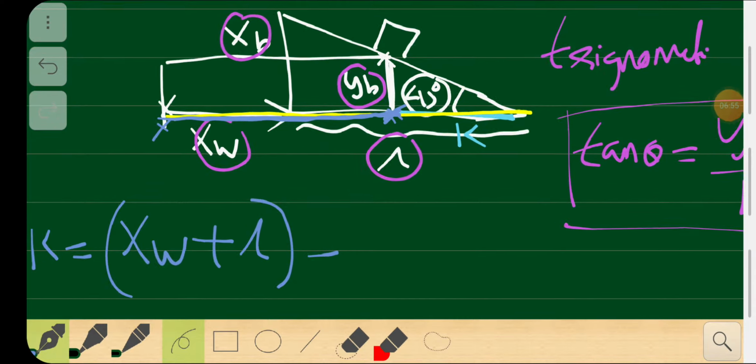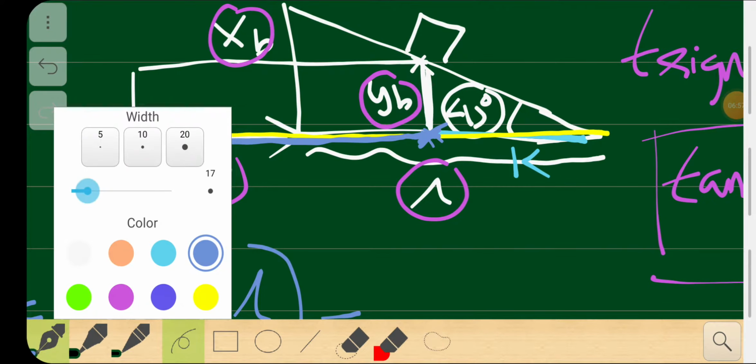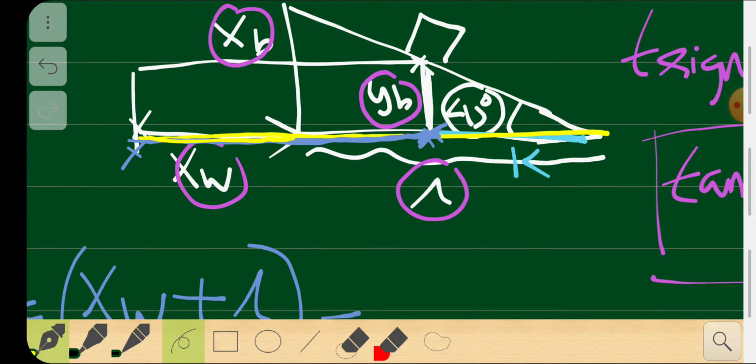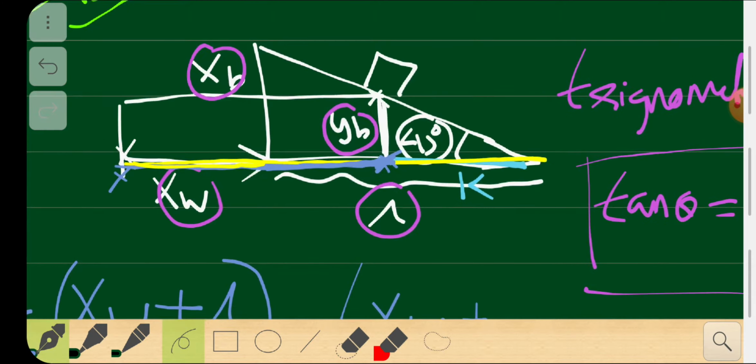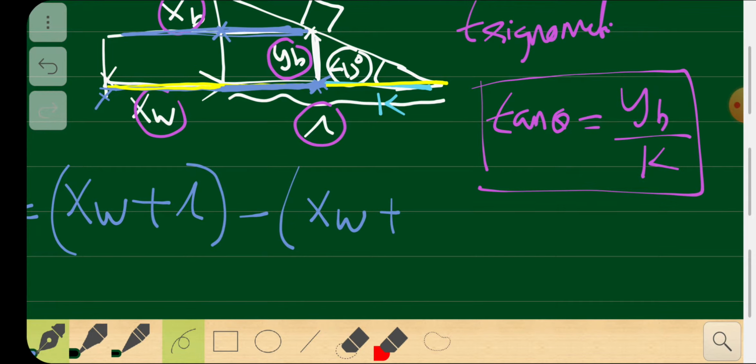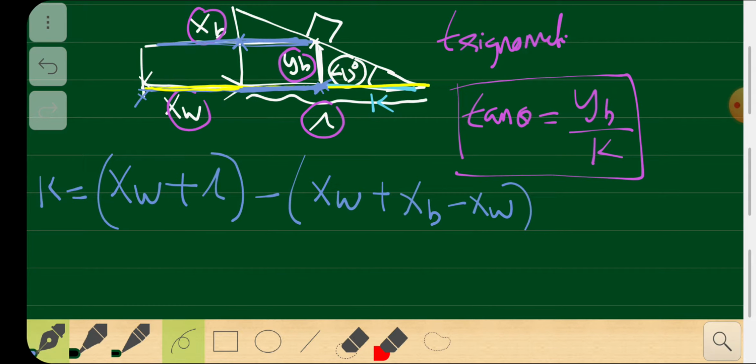So it can be divided into two parts, right? The two parts are this part and the second part, which is this part. So the first part, the yellow part, will be minus xw, plus the second part, which will be the whole xb minus xw. So xb is this total length, minus xw will be the rest of this part. So it will be xb minus xw, so that is equal to k. So we have found out k.